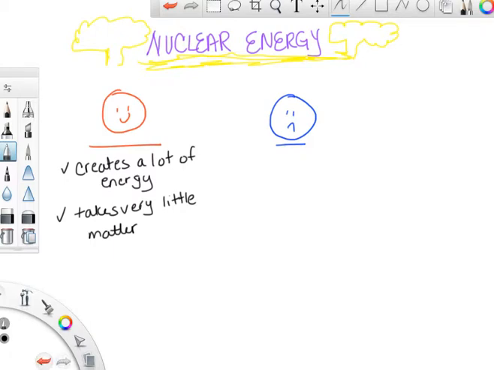Sad things, bad things about it, is that it creates a large amount of radioactive waste. So when we do nuclear fission here on Earth, if we did nuclear fusion, we wouldn't have this radioactive waste. But since we do nuclear fission on Earth, we are creating a large amount of radioactive waste.